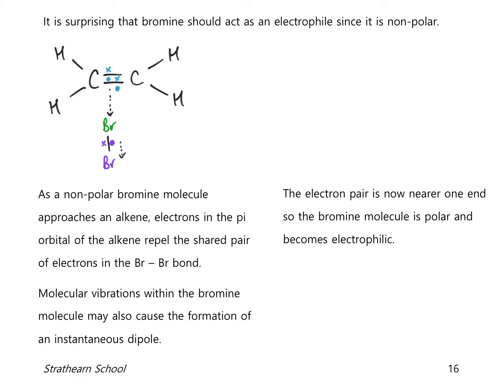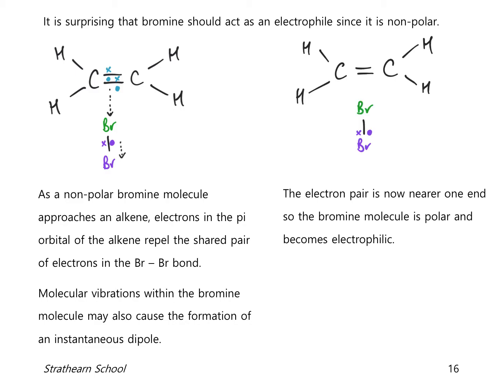So imagine the bromine molecule approaching the carbon-carbon double bond, and then there being repulsion from the electrons within the pi orbital, and that essentially pushes the electrons further away from the closer bromine atom and towards the bromine atom that's further away, because the electrons are repelling that shared pair of electrons. So what do we get as a result?